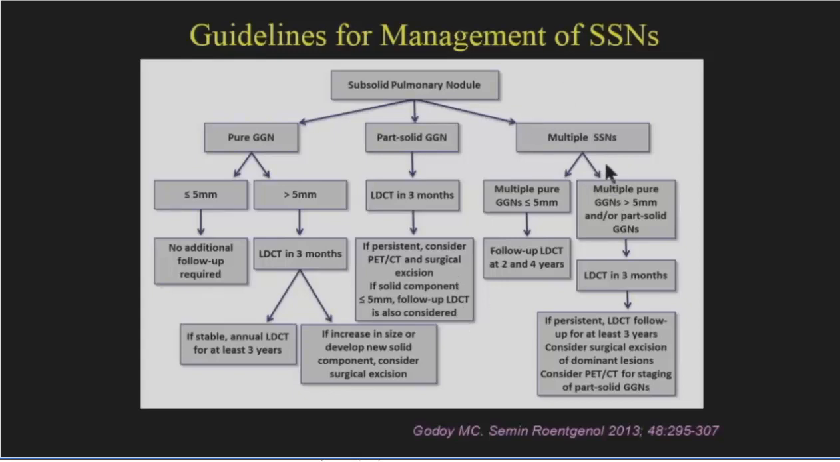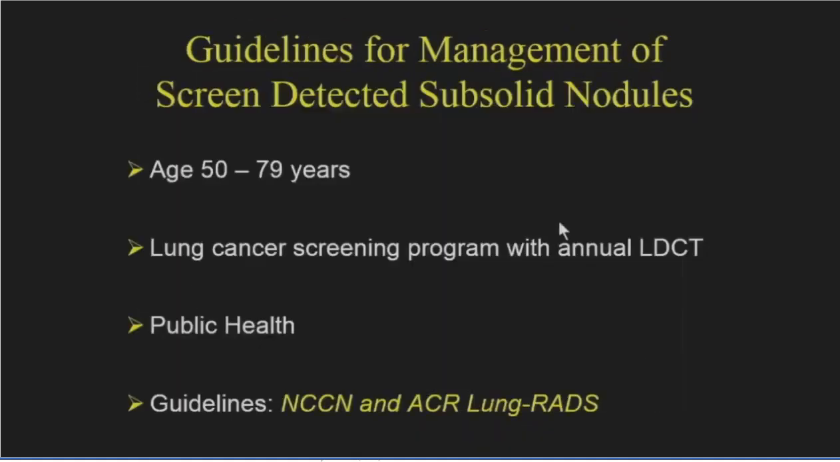If there are multiple lesions and they are all small and pure ground glass, we follow in 2 and 5 years. If they are greater than 5 millimeters or if there is a part-solid nodule, we do initial follow-up in 3 months, and if they persist, we continue following. If there is a dominant lesion, a part-solid nodule that is stable or increasing, or a ground glass nodule greater than 10 millimeters or that is increasing, we're going to consider resection of these lesions.